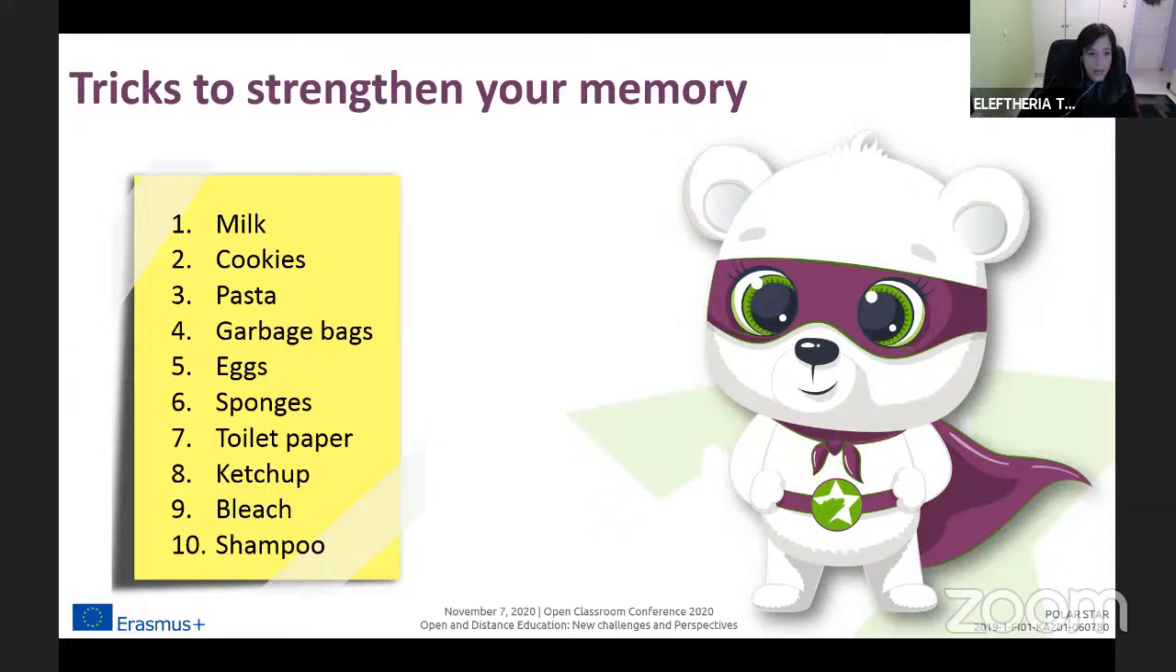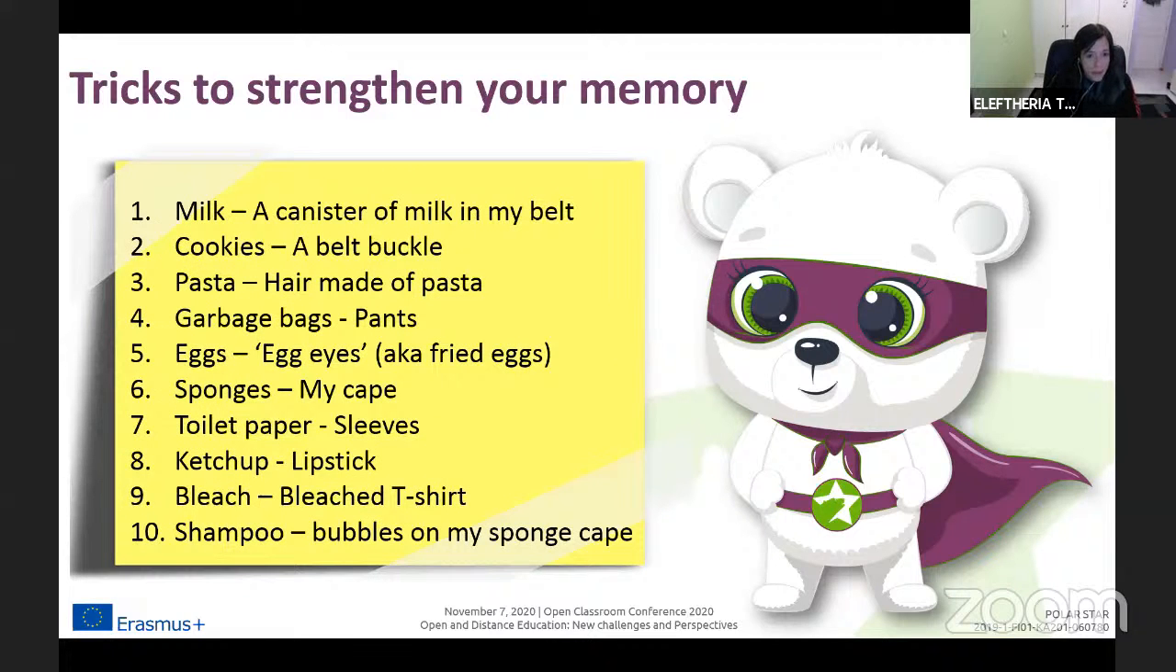So I am going to imagine that Polar is going to go do my shopping, and she has a canister of milk on her belt. Her belt buckle is a cookie. Her hair is made of pasta. She's wearing garbage bag pants. She has eggs on her eyes.